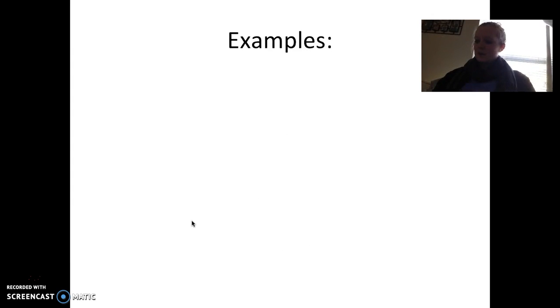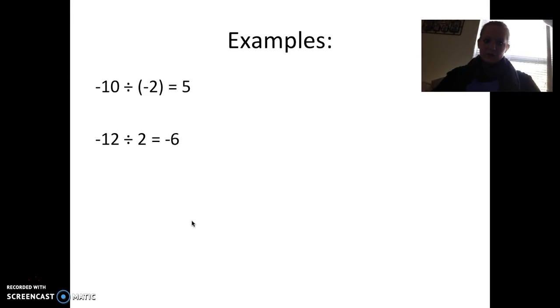On the last flap, the only part that you have left to write is examples. Our first example is negative 10 divided by negative 2. So a negative divided by a negative, negative 10 divided by negative 2 is equal to positive 5. Then our next example is negative 12 divided by 2. So a negative divided by a positive, which is a negative number, which is negative 6. So negative 12 divided by 2 is negative 6.